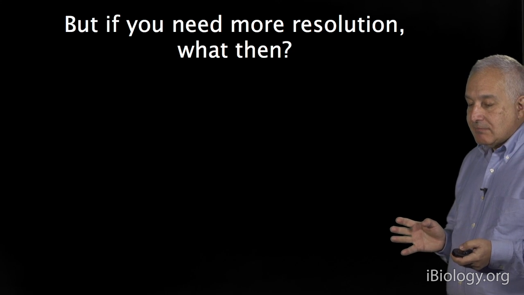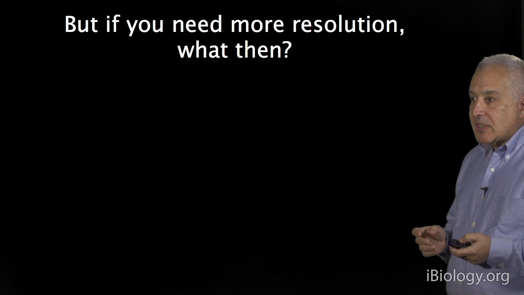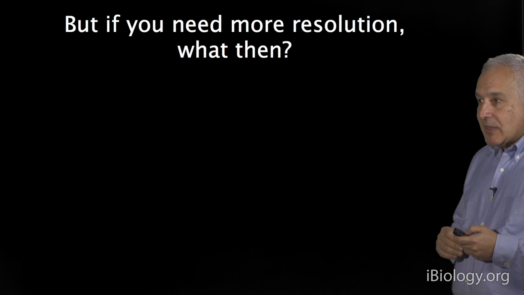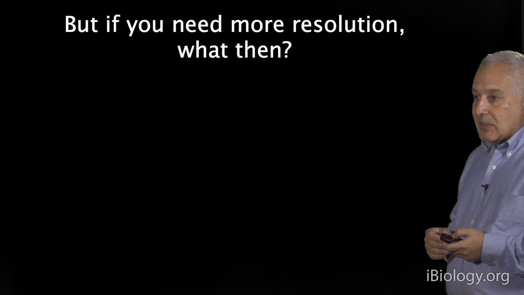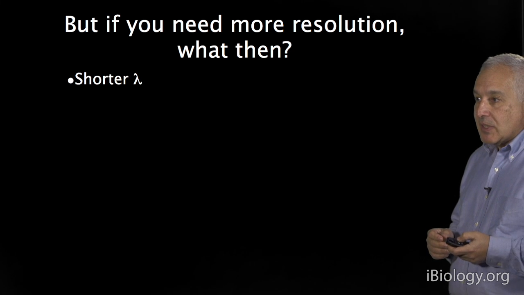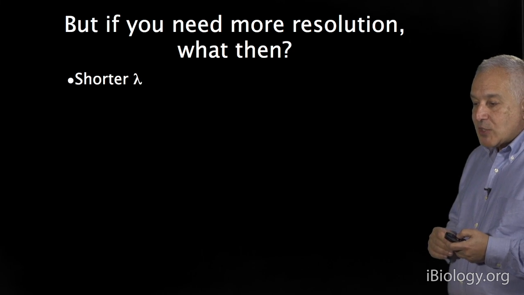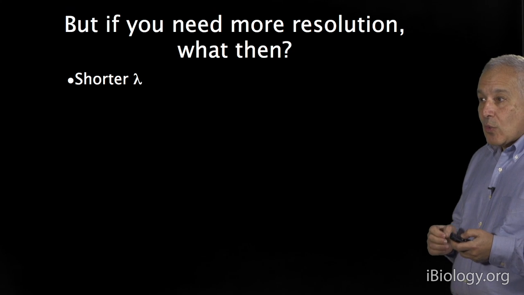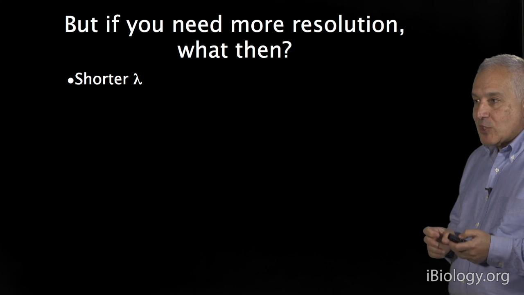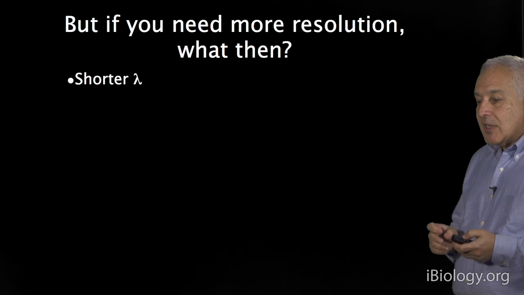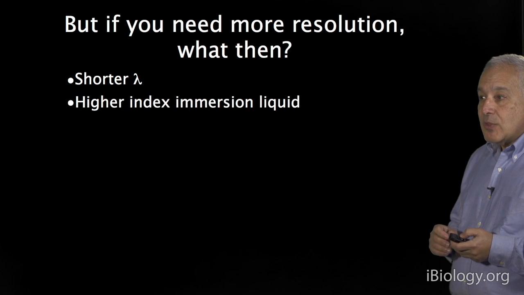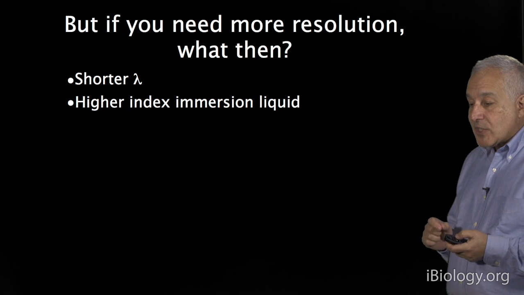This is all great. Sometimes, however, it's not enough. And I just want to end this by telling you that there are still things people can do if you feel you need more resolution than your microscope objectives can give you. One is that because it's 0.61 λ over NA, if you use shorter wavelength light, you will have better resolution than longer wavelength light. So blue light or ultraviolet light will give you a sharper image than red light or infrared light.